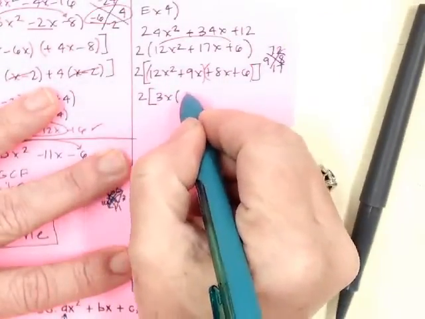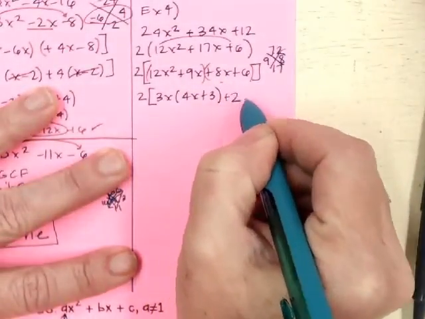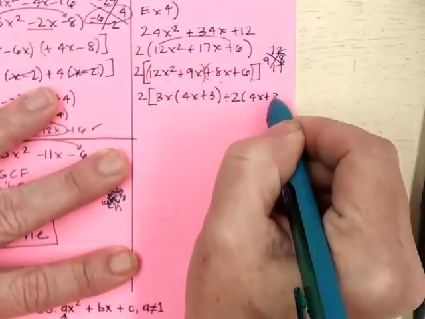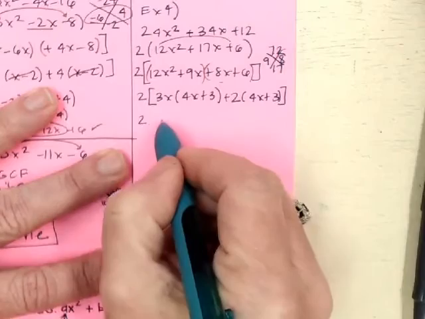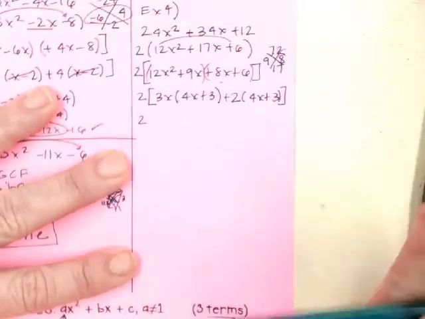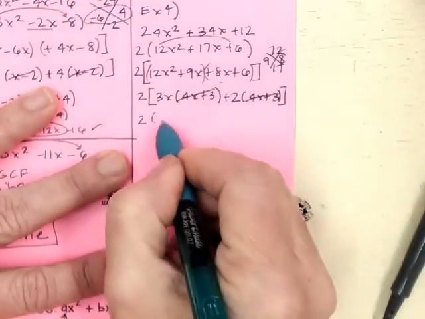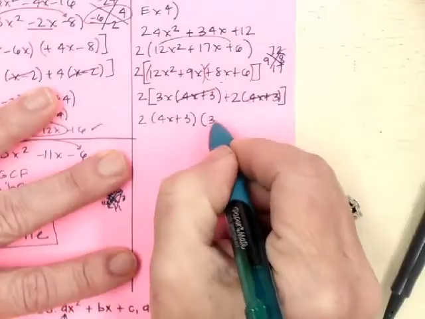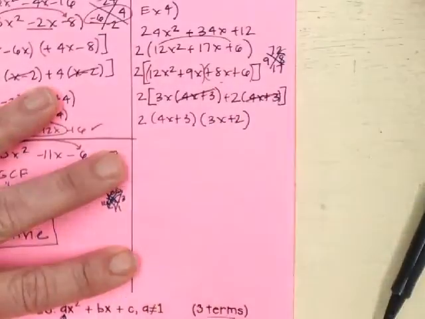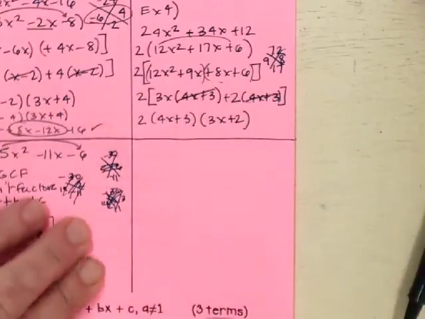Leaves me with 4x plus 3. And here, I can take out a 2. Leaves me with 4x plus 3. So I've got my greatest common factor, my common binomial that will factor out, 4x plus 3. And that leaves me with a binomial of 3x plus 2. I'm not going to check it because you can do it on your own, but check it.